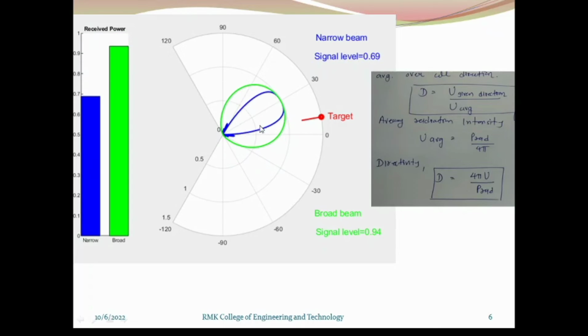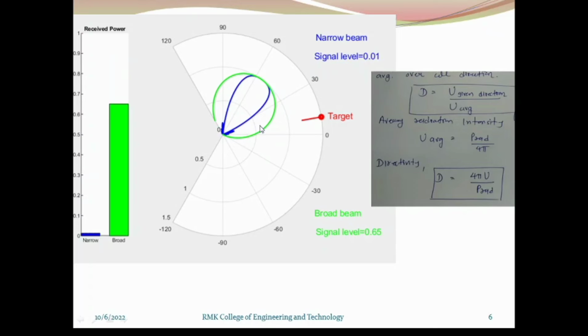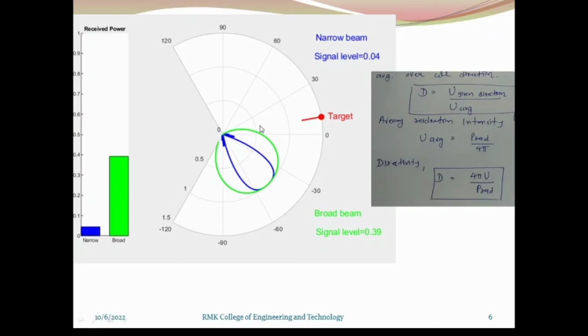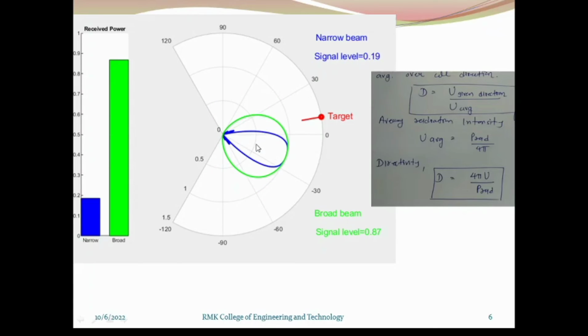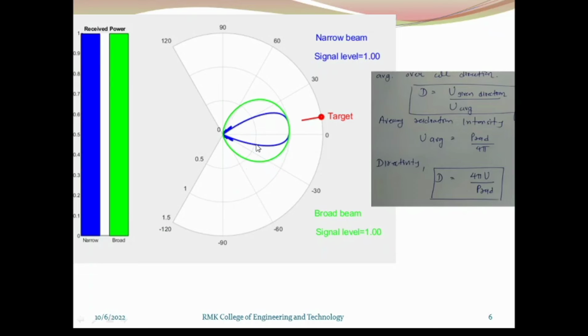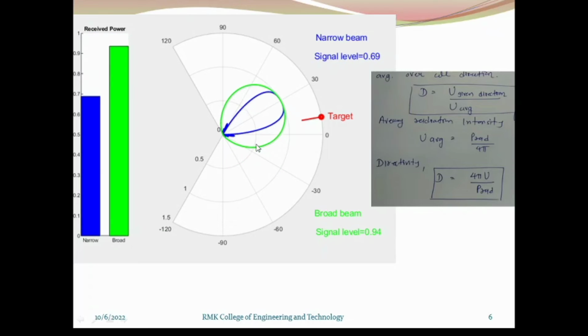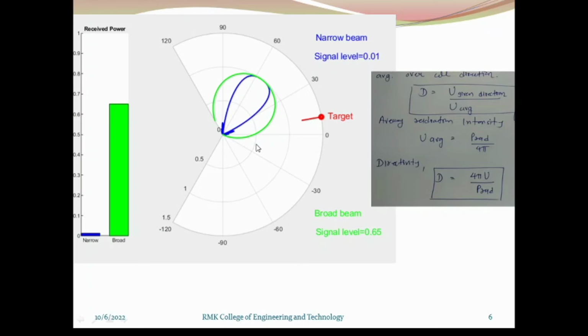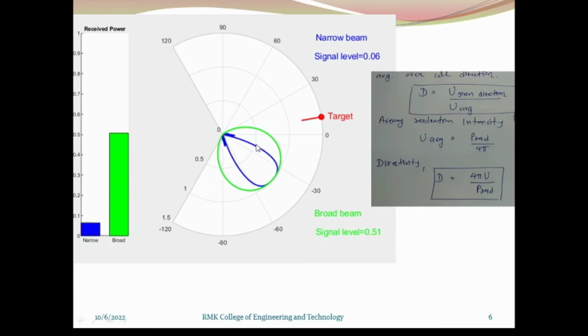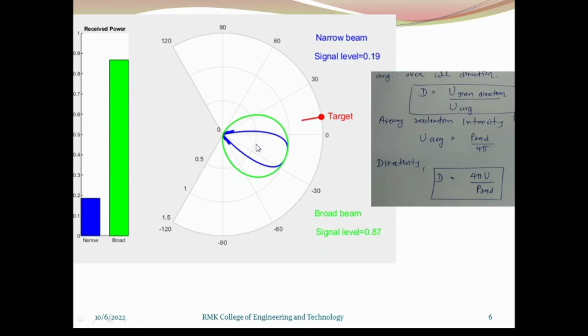So if the beam width is very narrow, the gain will be concentrated more. So that kind of antenna can be used for point-to-point communications or for tracking systems, where the beam width is very narrow. A wide beam width will be used for broadcasting the information.